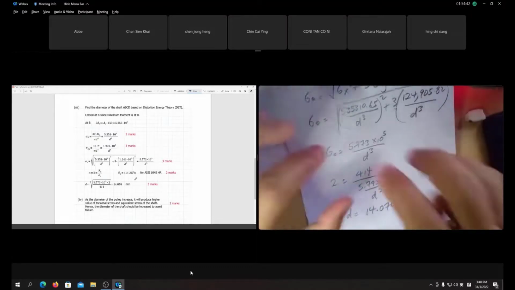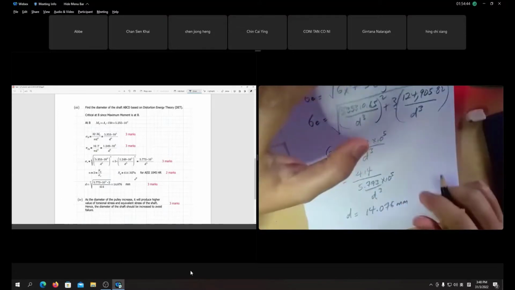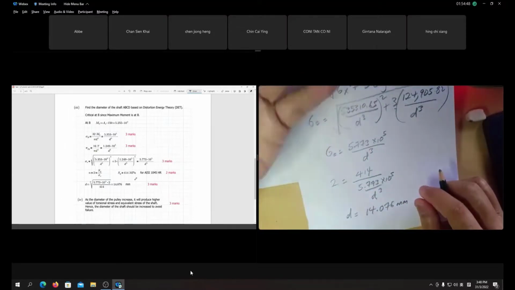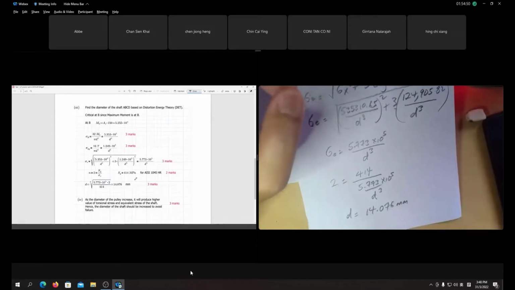So we need safety factor 2. We design the shaft diameter must be not less than 14.076. Okay? You go for 15 to play safe lah. Take the rough value, 15 selamat lah. It means safety factor you more than 2 point something. Clear tak kelas? That's how you do it.